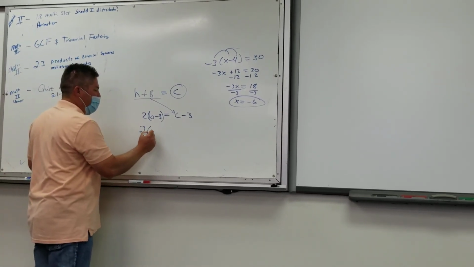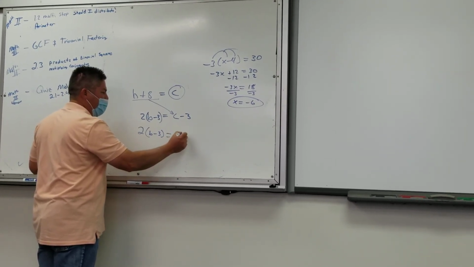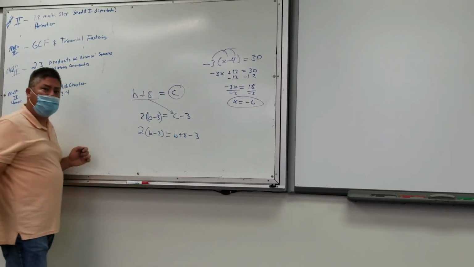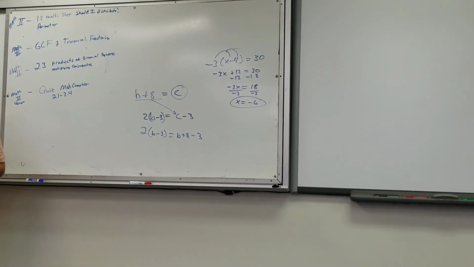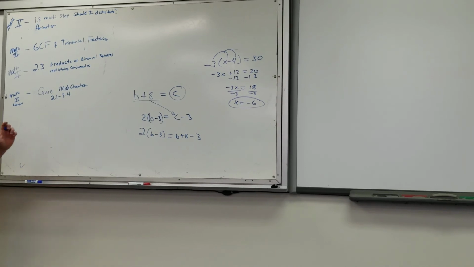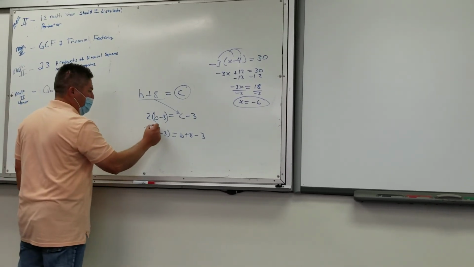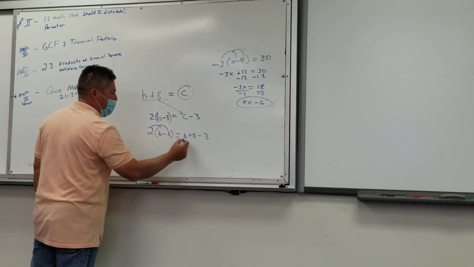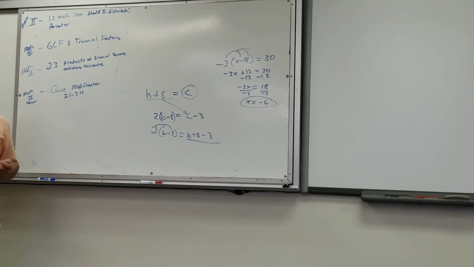So I have 2b minus 3 equals b plus 8 minus 3. Now this is a pretty complicated equation. This is what we're going to do tomorrow, really, this type of equation where we have b's on both sides. But I can still solve this. I'm going to distribute, and over here I'm going to combine like terms. So I'm going to do 2 different things, not exactly at the same time.